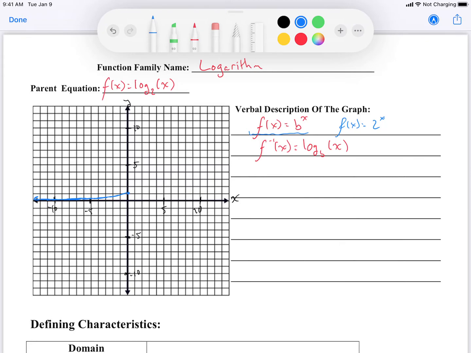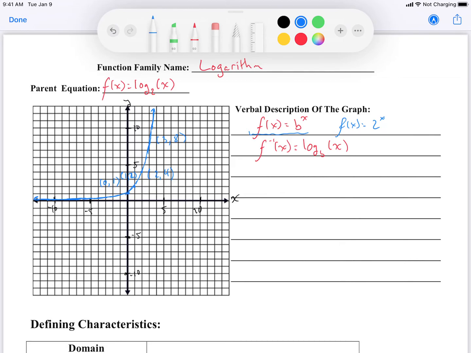Then 2 to the first would be 2. 2 to the second would be 4. 2 to the third would be 8. And 2 to the fourth would be 16, which we can't even get up there. So this would be our graph. Some key points that we're going to utilize are our very first point, 0, 1. Our second point, sorry, 1, 2, I apologize. Our third point would be 2, 4, and then 3, 8, okay?